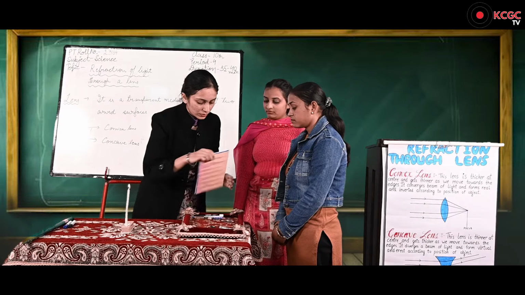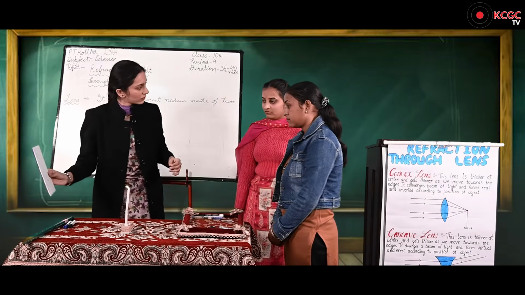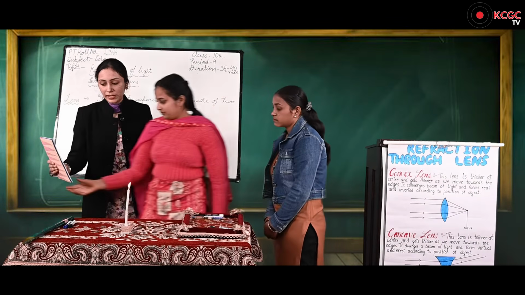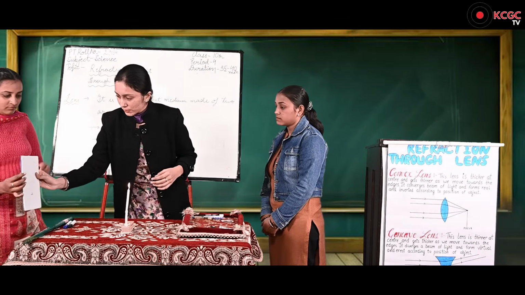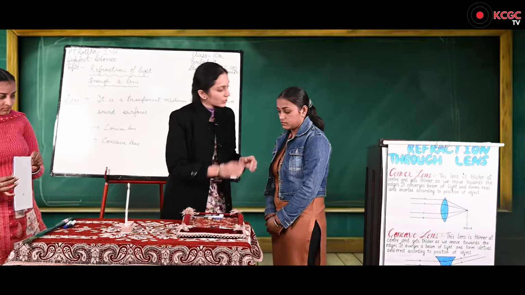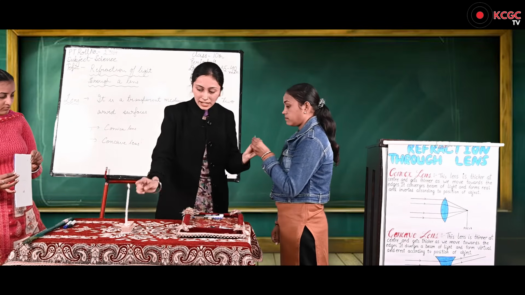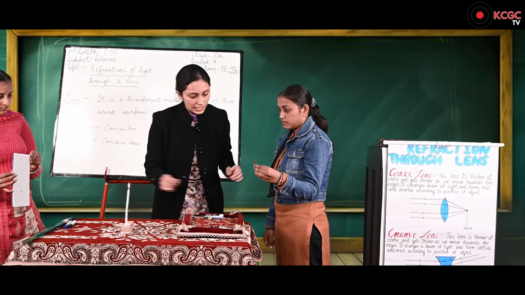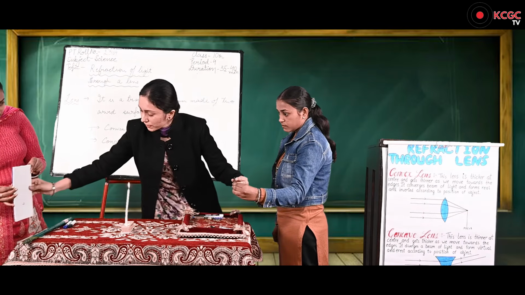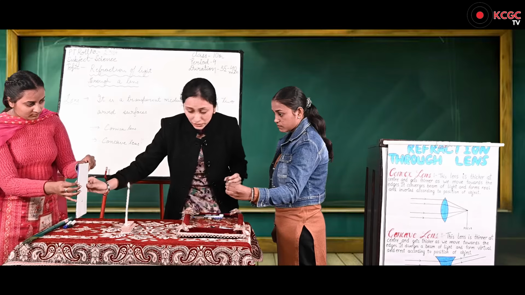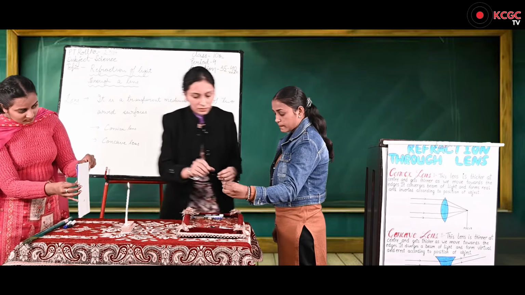So now, one of you just come here and hold this screen. Hold this screen behind this. Just hold it. And now you just move this convex lens in front of this candle. Just hold it. And try to adjust it. Just come a bit closer. Are you observing something?